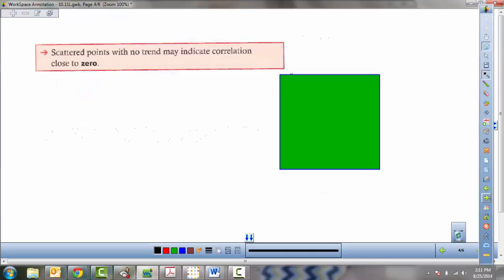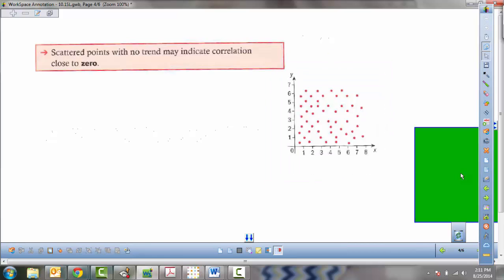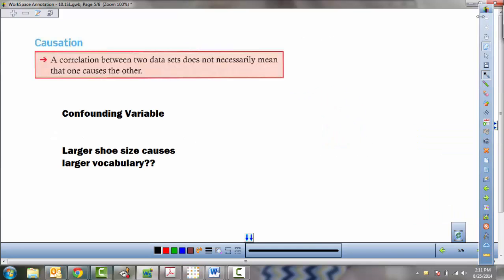It is possible that we'd have a scatter plot that has no trend, and that's going to indicate that there's zero correlation or close to zero correlation. What that might look like is this. There's no real trend going this direction or this direction. The dots are fairly random. So these points give us no correlation.